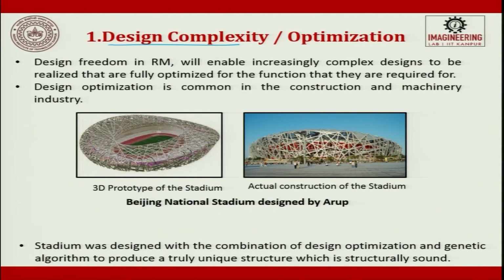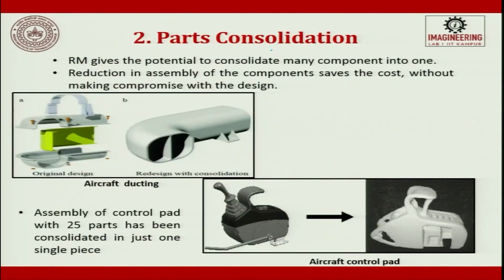Design optimization is common in construction and machinery industries. So, this is the 3D prototype of the stadium, and this is the actual stadium which is constructed in Beijing, China. The stadium was designed with a combination of design optimization and genetic algorithm to produce a truly unique structure which is structurally sound.